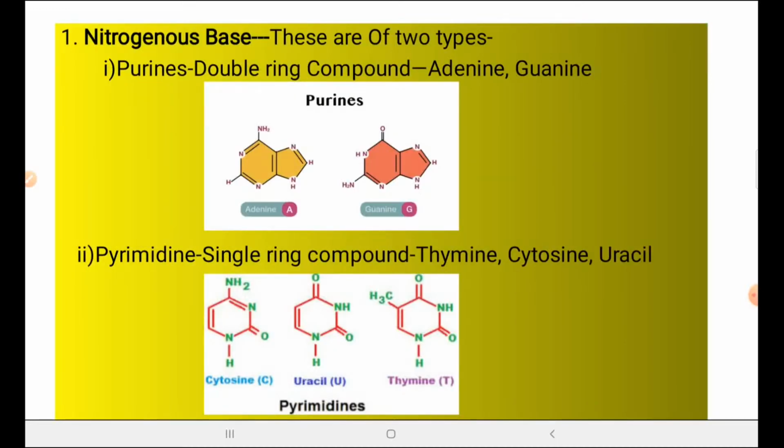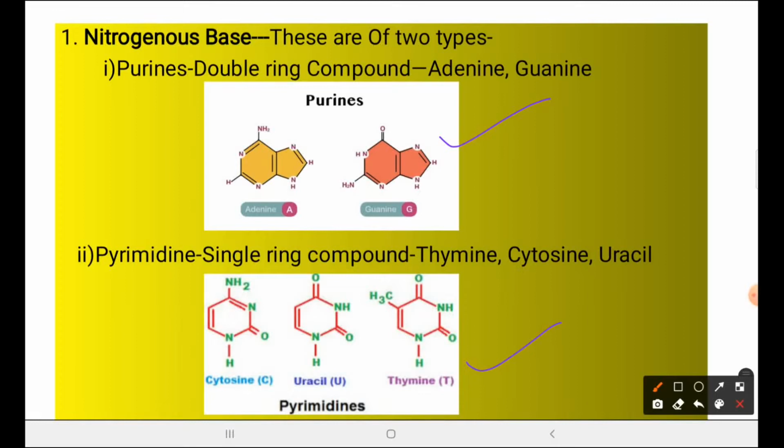As far as nitrogenous bases are concerned, these are of two types: purines and pyrimidines. As you can see in the picture, I have drawn purines as well as pyrimidines. Purines are double ring compounds, whereas pyrimidines are single ring compounds. Got it? Now examples of purines include adenine and guanine, whereas examples of pyrimidines include cytosine, uracil and thymine.